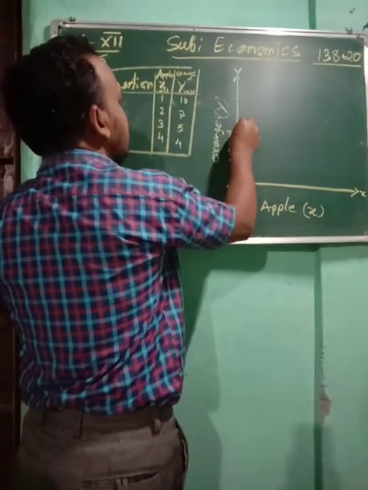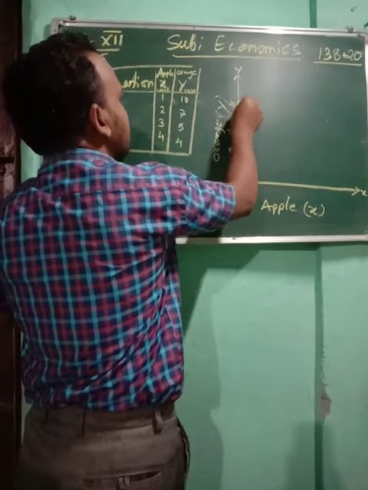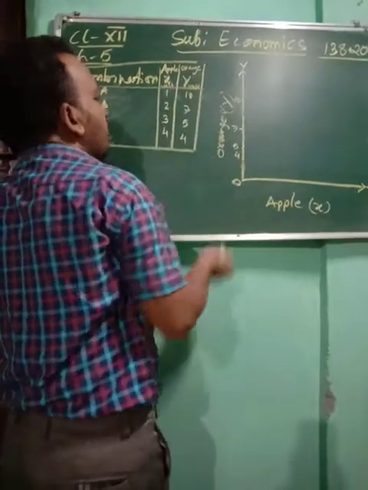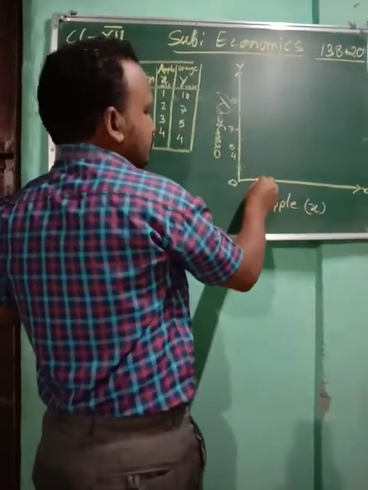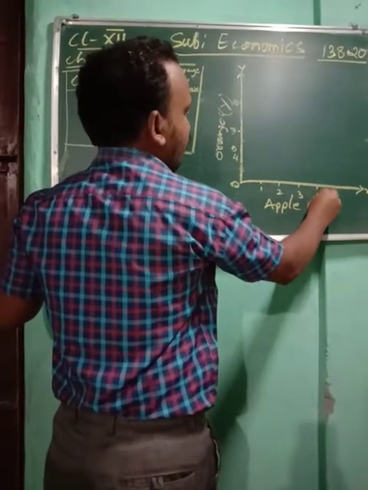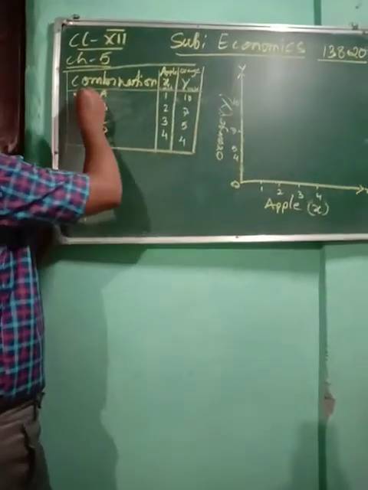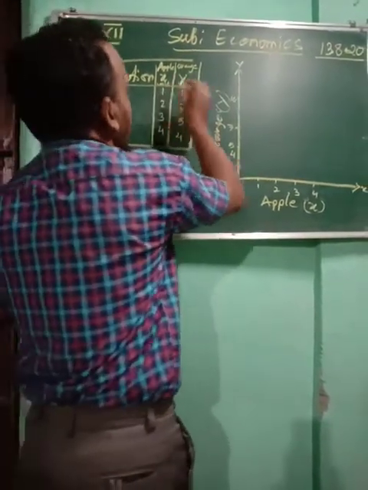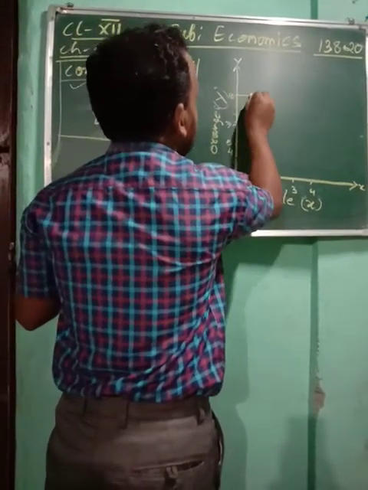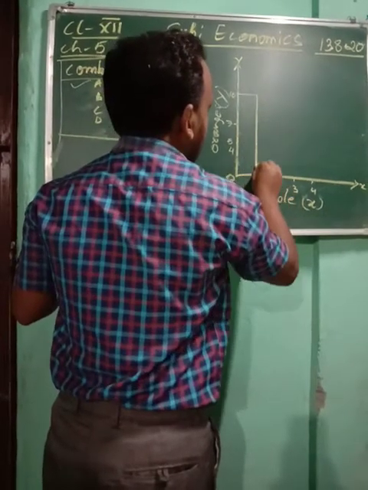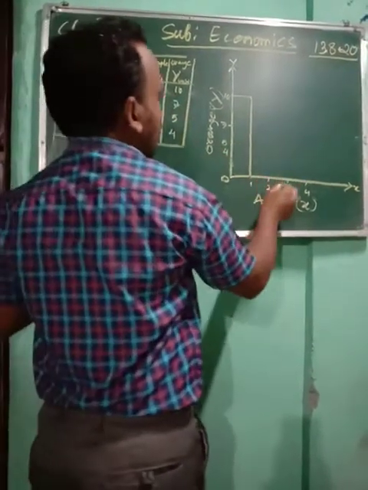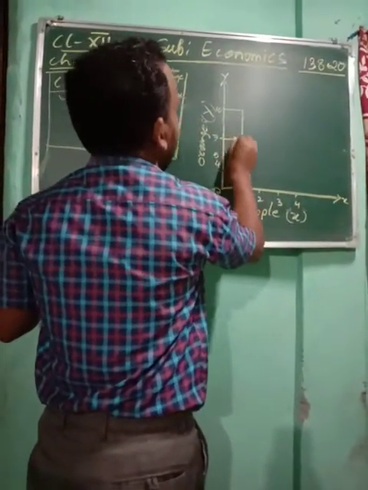Okay, now 8 is not there, 9 is not there, directly 10 is written. Now you see, the same case you do with the apple also. 1, 2, 3, 4, so there is no gap. Now see, in combination A, when the consumer is consuming 1 apple, the consumer is consuming 10 oranges. So 10 oranges and 1 apple. Okay, now see next, when the consumer is consuming 2 apples, the consumer is consuming 7 oranges.